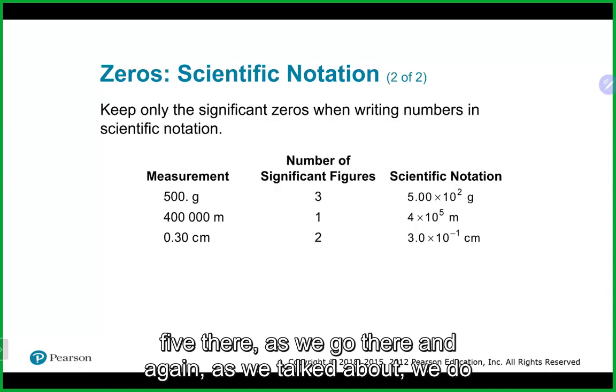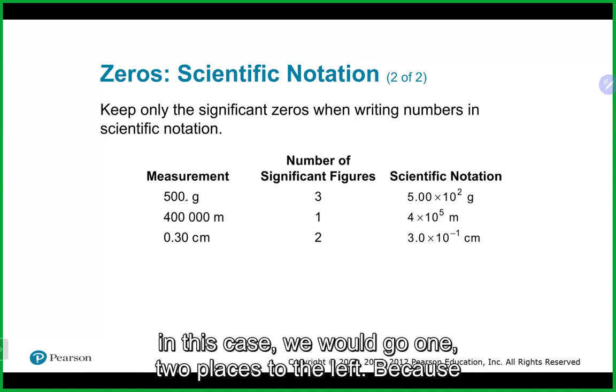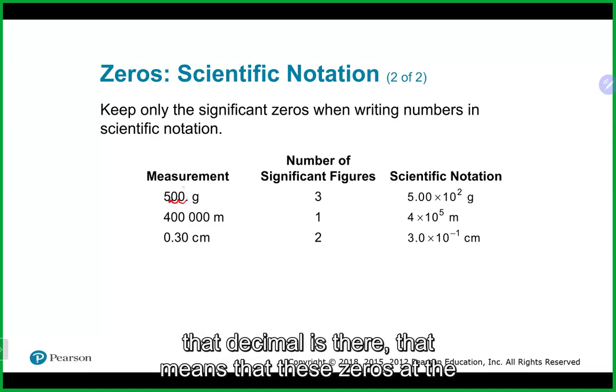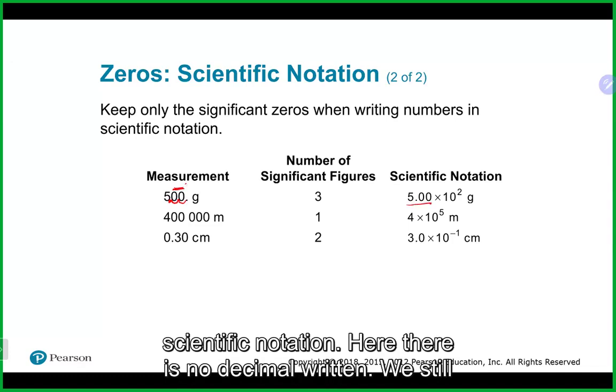And again, as we talked about, we do want to maintain the proper number of significant figures. So in this case, we would go 1, 2 places to the left. Because that decimal is there, that means that these zeros at the end are significant. So we do need to carry them over to our scientific notation.